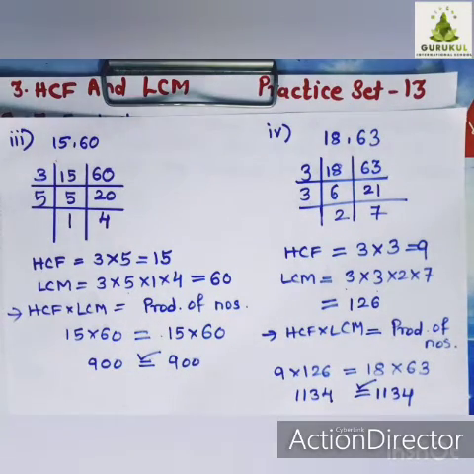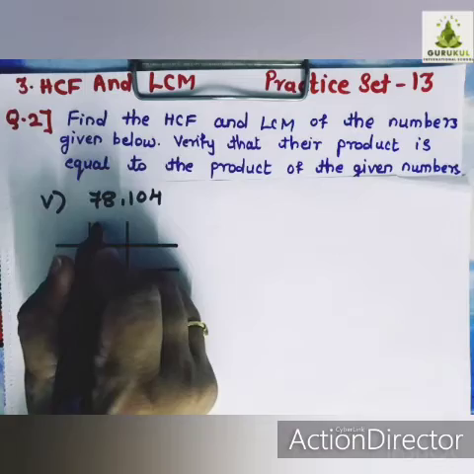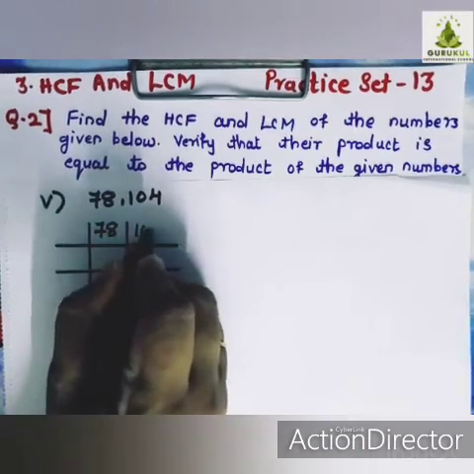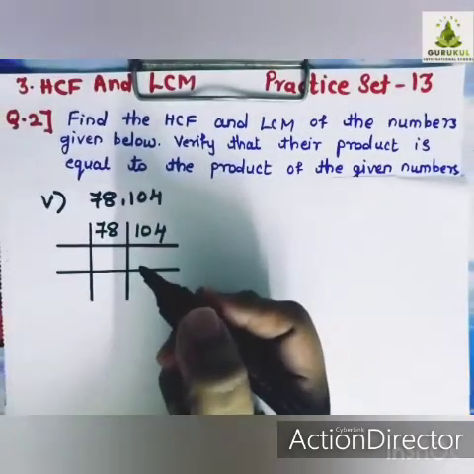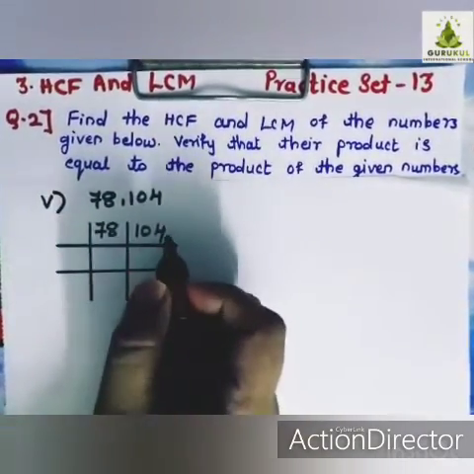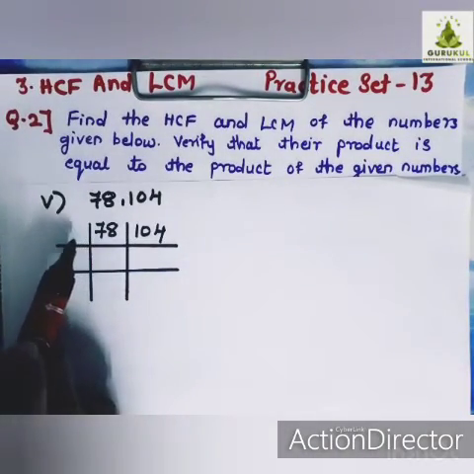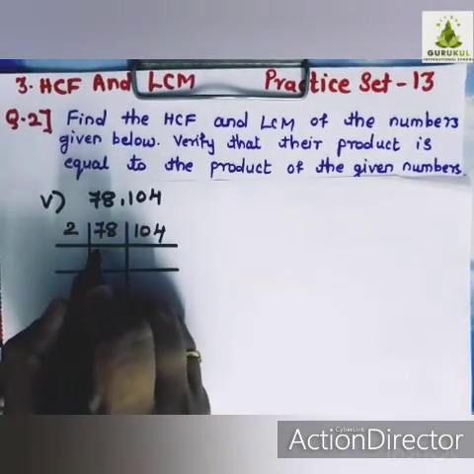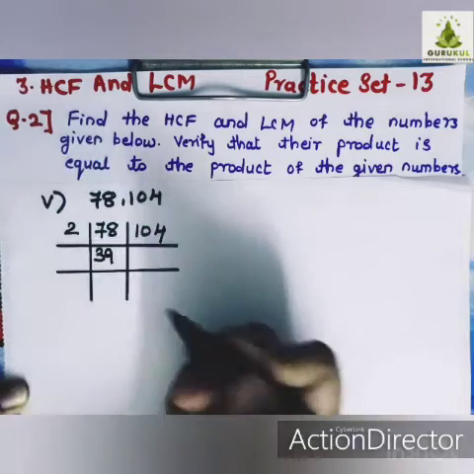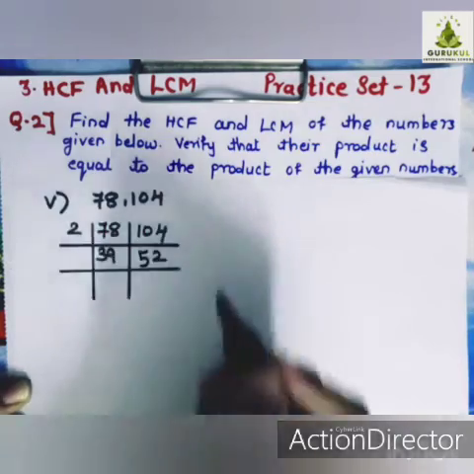Question number 2. Now let's move to the fifth sum. In the fifth sum, the two numbers given are 78 and 104. Okay, so we have to find one common number by which you can divide both 78 and 104. As you can see, in the unit place it's 8 and 4, so we can divide these two numbers by 2. It will be 2 threes are 6, 2 nines are 18, and this is 2 fives are 10 and 2 twos are 4.